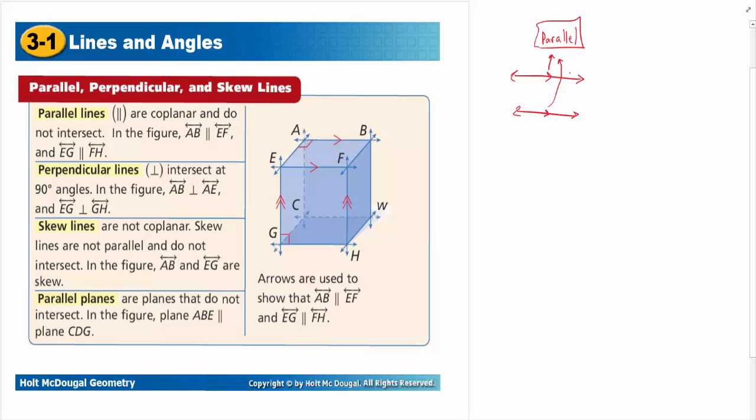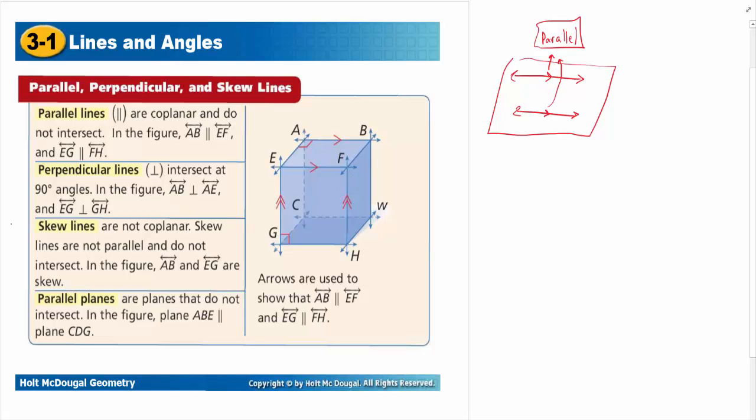Okay, the little arrows on the line. It's like an extra set of arrows. But anyway, if you look at the definition, parallel lines are coplanar lines, okay, and do not intersect. So coplanar means they're on the same plane. So if I drew these two lines, see how they're on a plane?